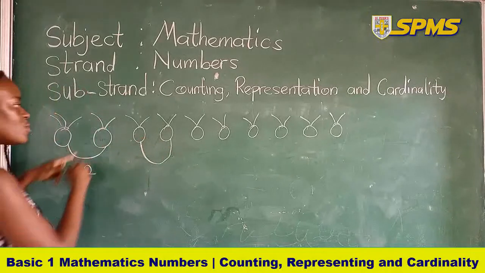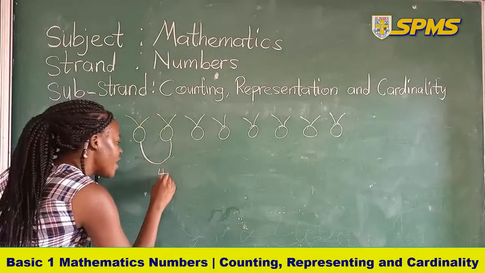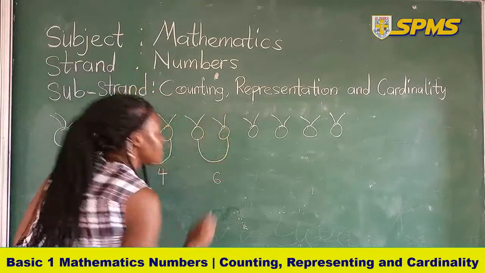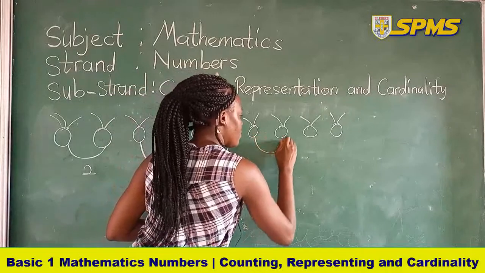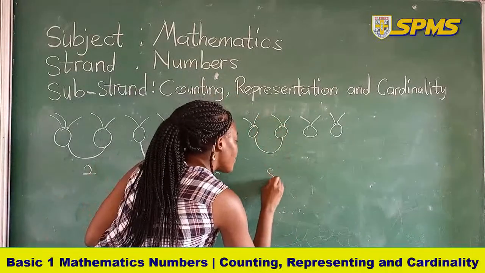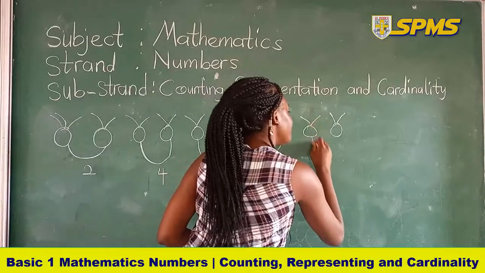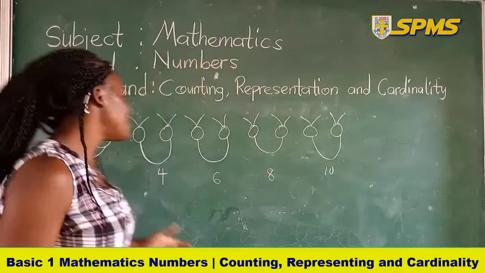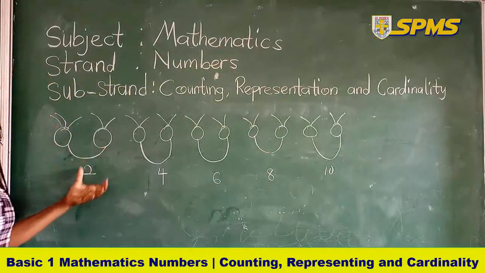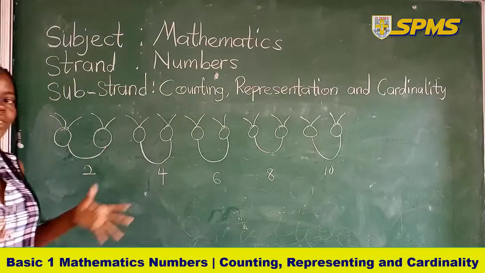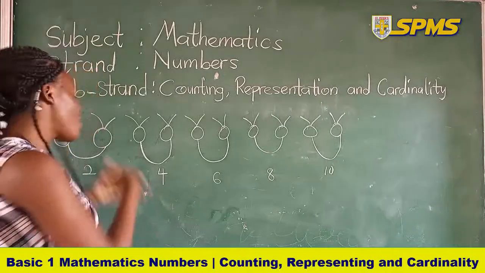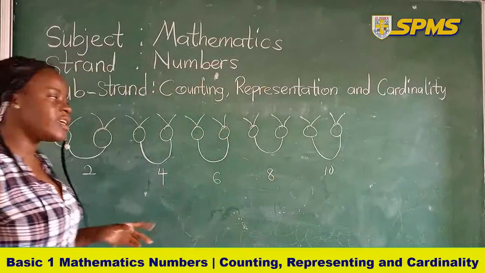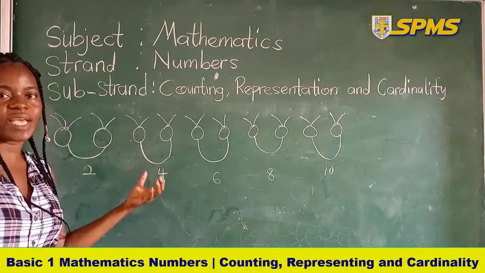This, we already have 2, 3, 4. So we have 4 here. 5, 6. You write your 6 here. 7, 8. You write your 8 here. 9 and 10. Good. Now you can see that we've tried to what? Skip in 2s. So if you take your 2 times table, you will see that we have 2, 4, 6, 8, 10 to infinity.